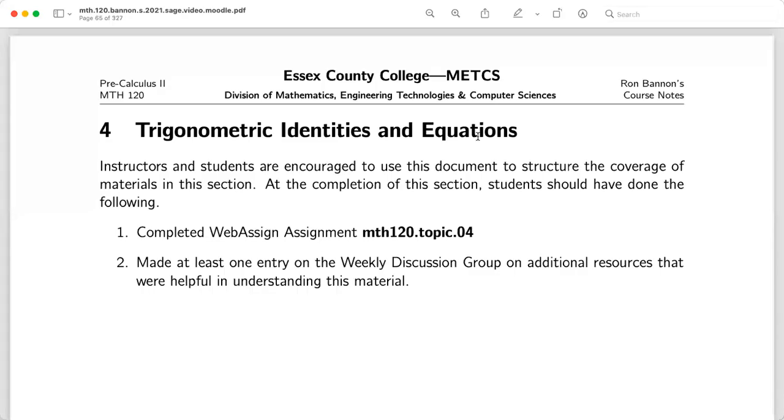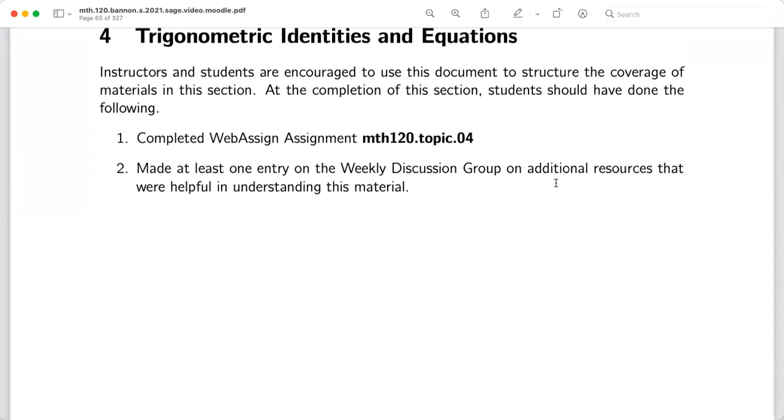All right, we're on the trigonometric identities and equations. Again, the hope is that you're attending lectures, you're paying attention during lectures, and you're understanding what's being presented to you. After you go through this entire section 4, you should complete the web assignment, which is going to be the Math 120 topic 4. Also try to say something productive in the weekly discussion if you can.